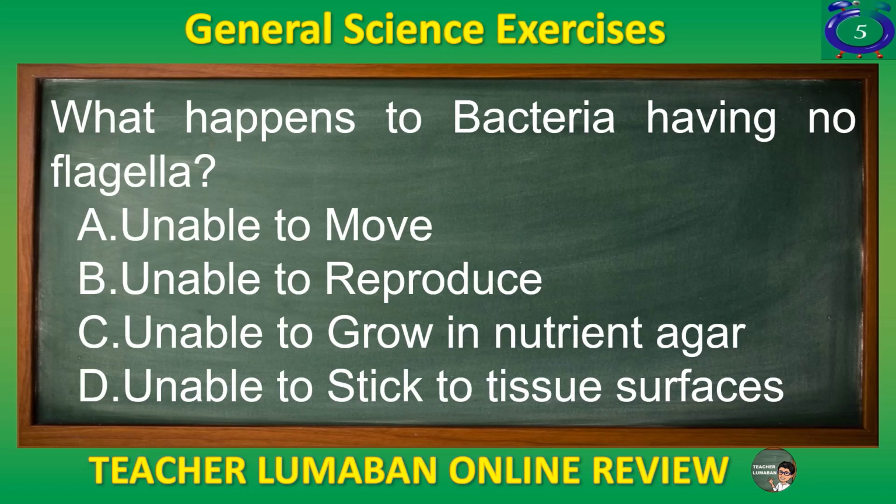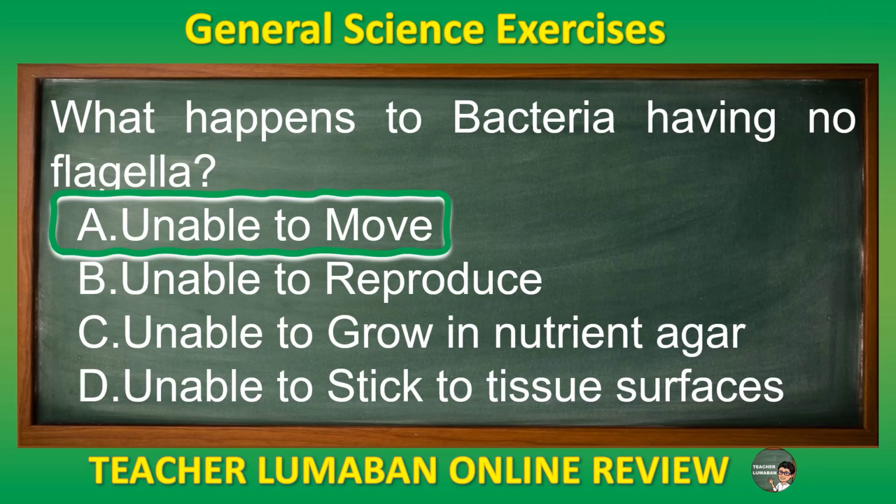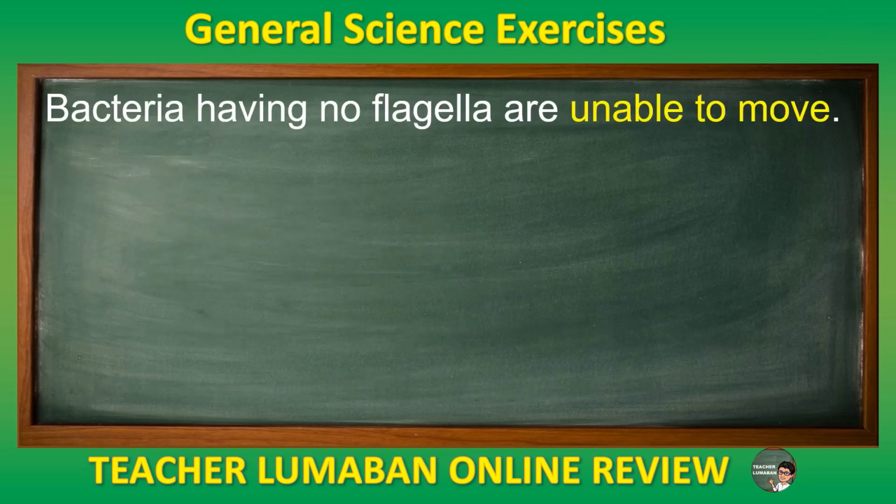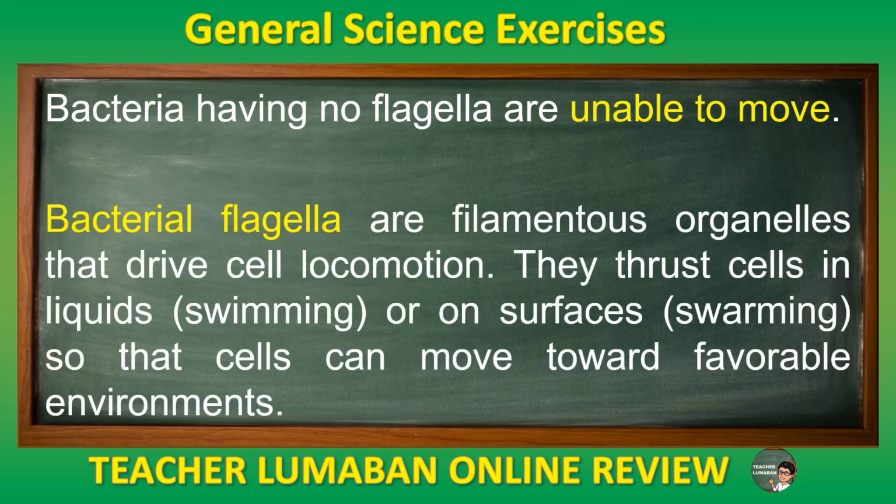5, 4, 3, 2, 1. The correct answer is letter A, unable to move. Bacteria having no flagella are unable to move. Bacterial flagella are filamentous organelles that drive cell locomotion. They thrust cells in liquids, swimming, or on surfaces, swarming, so that cells can move toward favorable environments.